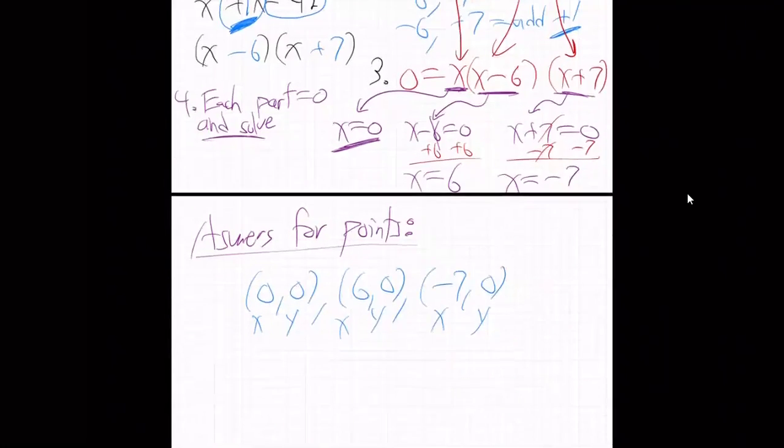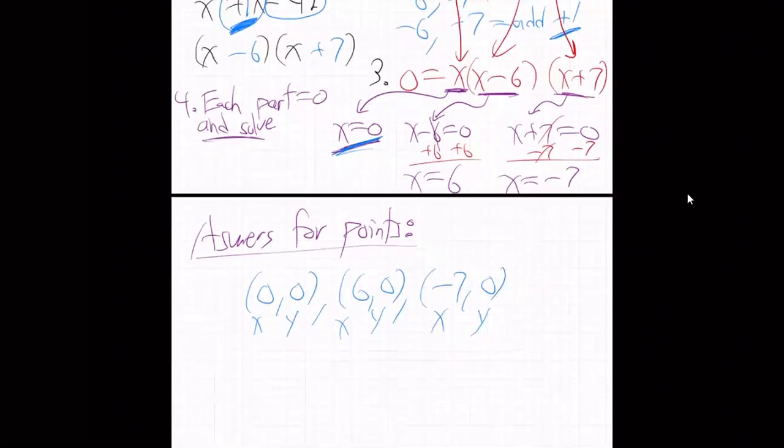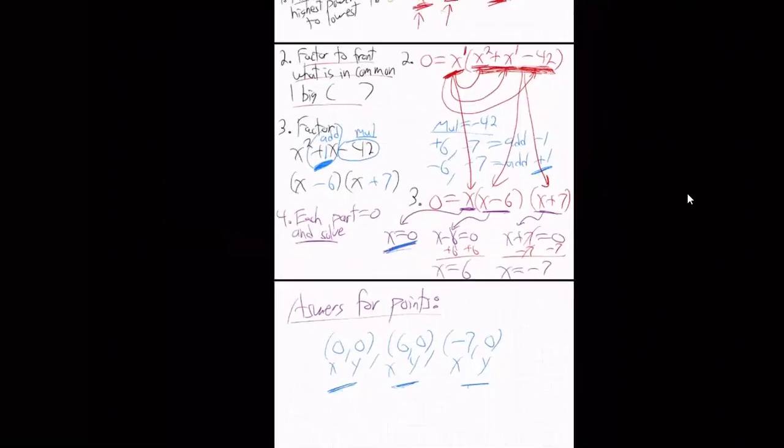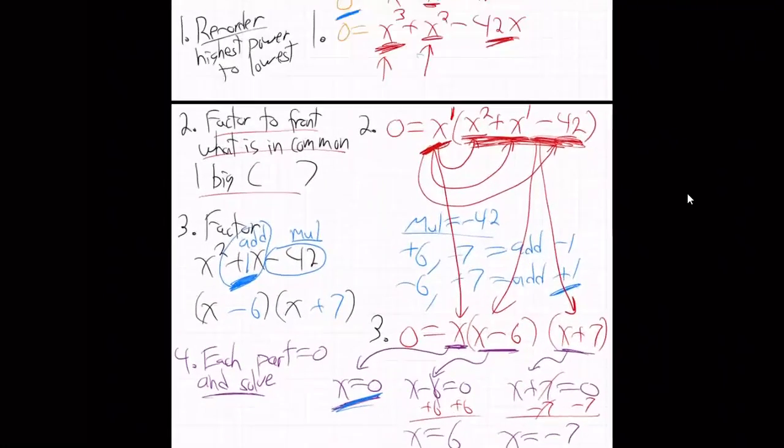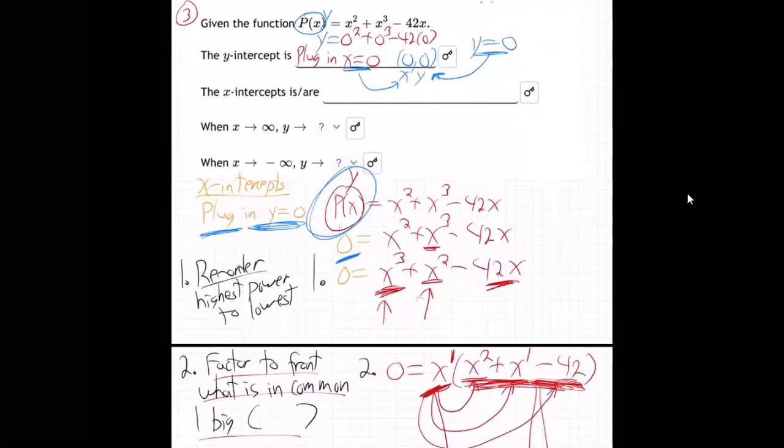So it all comes from y being 0. So each of these x answers, 0, 6, and negative 7, they all go with a y of 0. See how each of them goes with a y of 0? Because they all come from y being 0. And you've got to put commas between them. And so that's our answer. Oh, and we still have to finish the rest of number 3. This is a long problem.